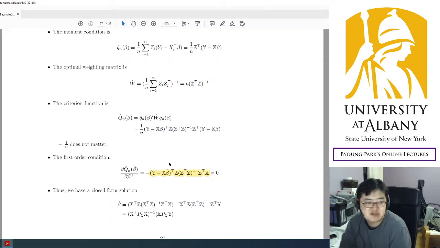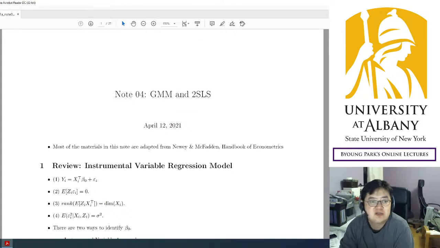Okay, this is the end of chapter 4, and I will post homework 4 that corresponds to this chapter. And as I said, you have to do the algebra by yourself. Now we are going to chapter 5, which is about hypothesis testing.